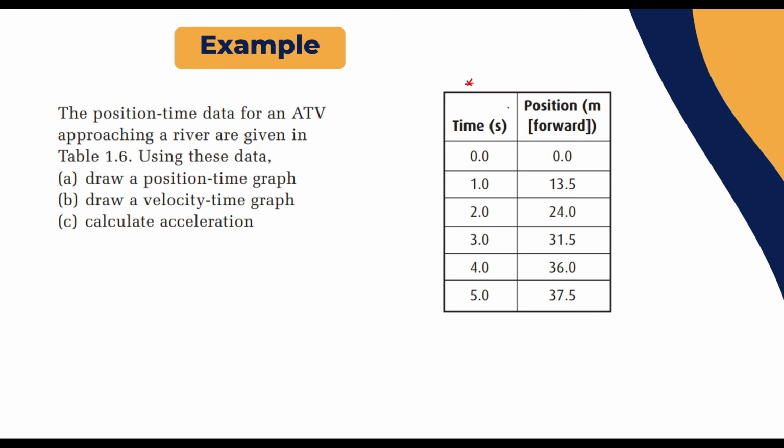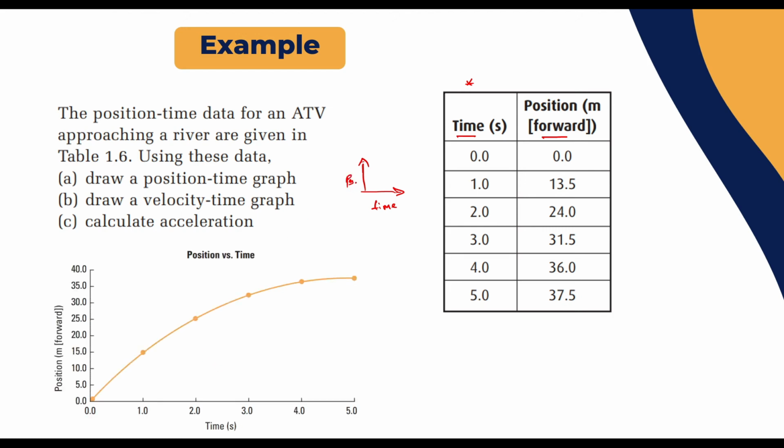Now, using these data from the table, first you need to draw a position versus time graph, then you draw a velocity versus time graph, and you calculate the acceleration. Now, for part A of the question, the position versus time graph, we will go to the time and position from the table. We will draw an XY graph, and we say the x-axis represents the time, the y-axis represents the position.